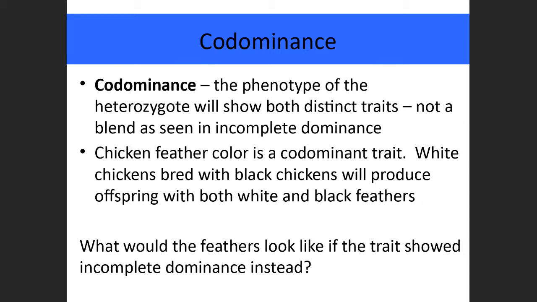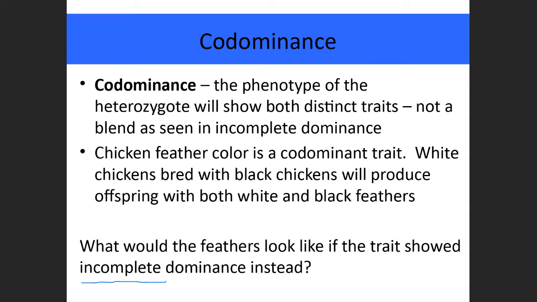If it were incomplete instead of codominant, what would those feathers look like? So think of that for a second. So codominance, both traits show, and you get black and white. What would incomplete dominance be? Okay, so incomplete dominance, remember, is a blending. So if feather color were incomplete, you would end up with a gray chicken. The black and white would kind of blend together to make a gray.